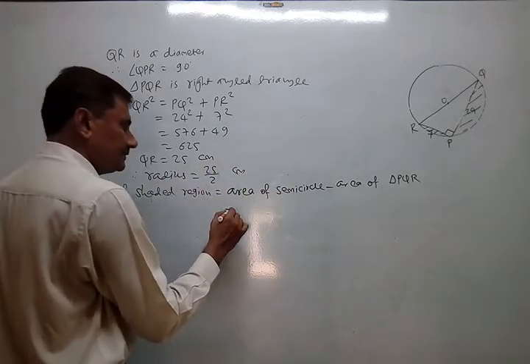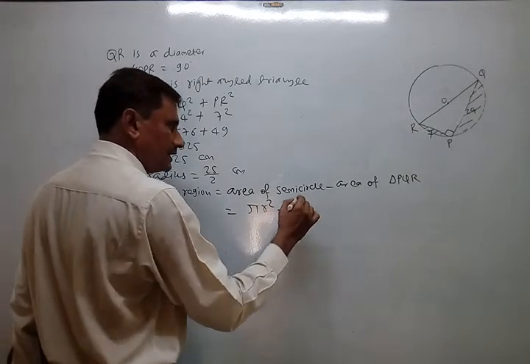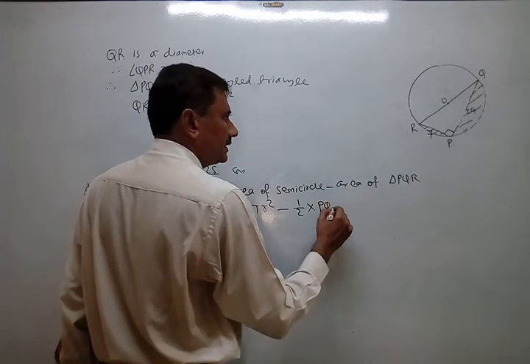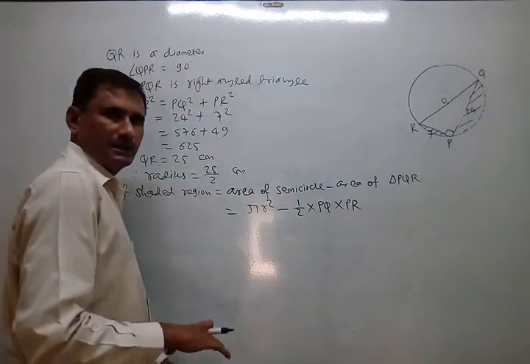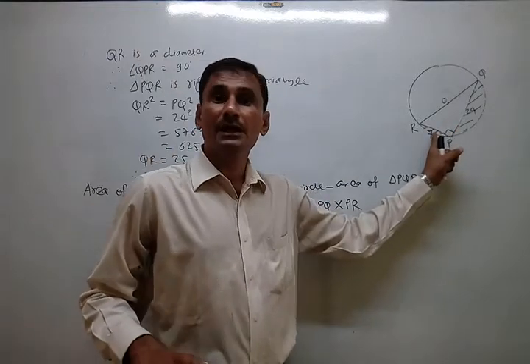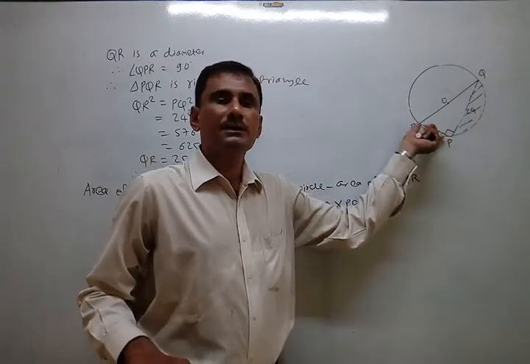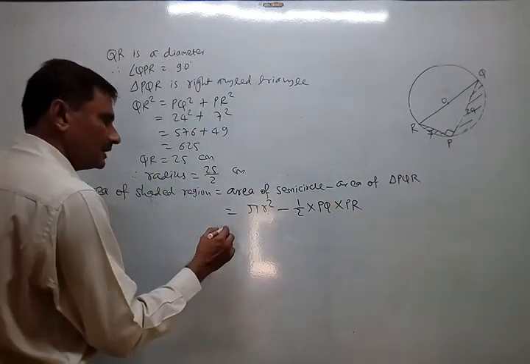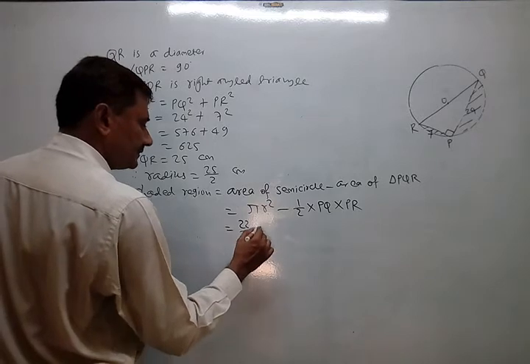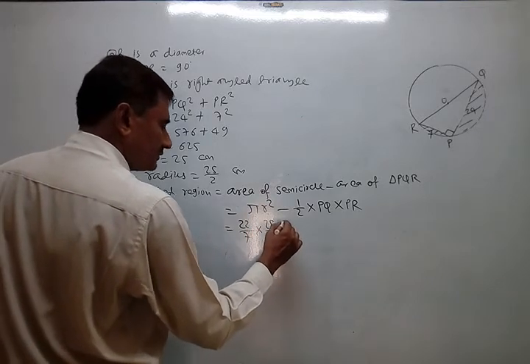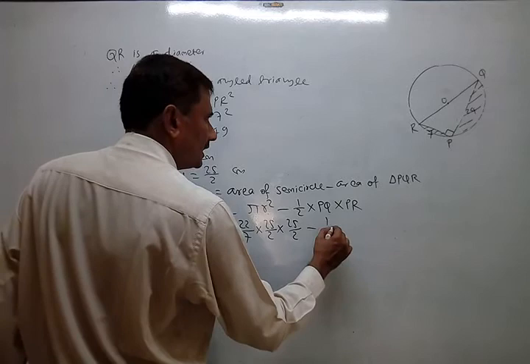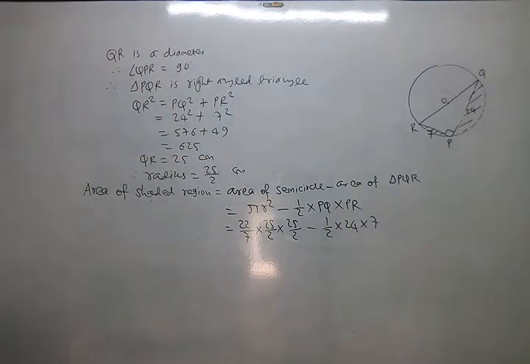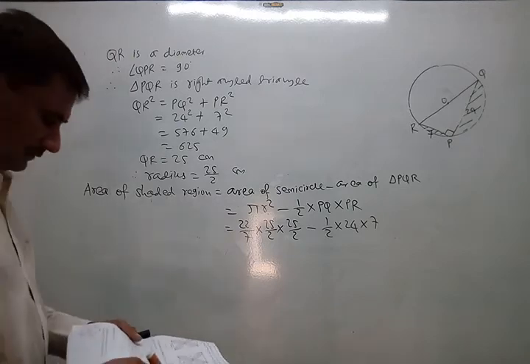Now the area of a semicircle we know is pi r square, and the area of a triangle we know is half into base into height. Here base may be PQ, then height may be PR. You know how to find the area of a right angle triangle: half into the product of sides. Now place our values: 22 by 7 into 25 by 2 into 25 by 2 minus half into 24 into 7. So this is our final calculation.